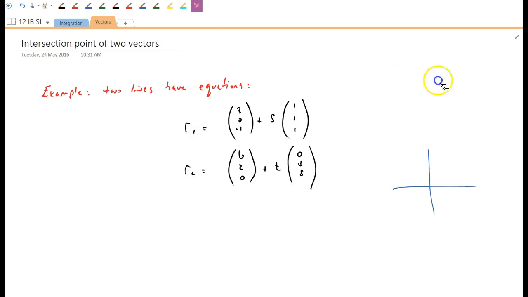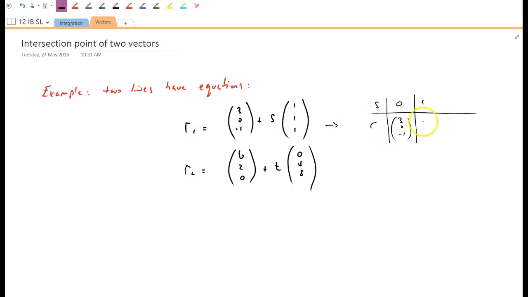For this line here, for when I have different values of s, I get a different point. So for s, this will be my position vector r. For s equal to 0, I've got (3, 0, -1). For s equals 1, I've got (4, 1, 0). For s equals 2, this becomes (2, 2, 2), so I get (5, 2, 2) goes in there, and -1 plus 2 is 1.